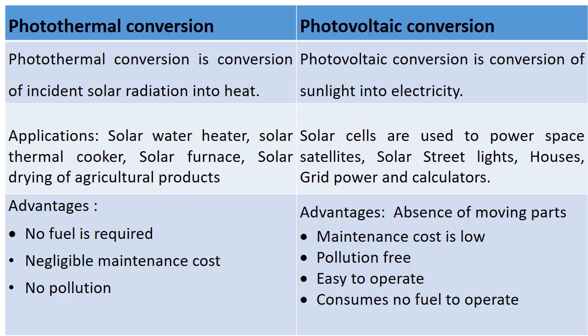Moving over to photovoltaic conversion. Photovoltaic conversion is the conversion of sunlight into electricity. So we are getting electricity, that is DC power, using solar cells, and it can be used to power our homes, to power street lights, to power a simple calculator, etc. And when compared to a typical coal power plant, the main advantage includes absence of moving parts, maintenance cost is low, it is pollution free, easy to operate, etc.